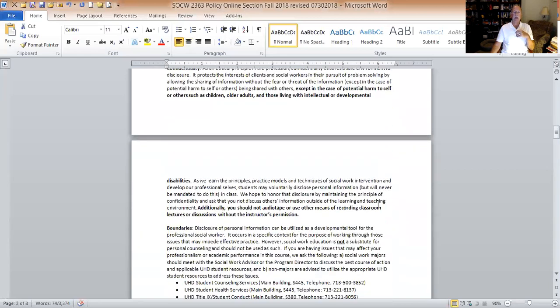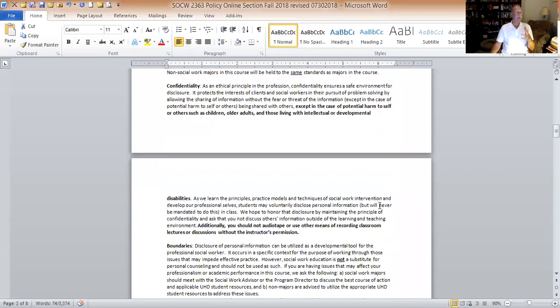Confidentiality. There may be times that things could come up in class or in the discussion board in the online section, and we expect everybody to respect the privacy of others in class, your colleagues. So be aware of that. Don't be talking about people's personal issues or examples that they bring up outside of class. Just be aware of that piece.